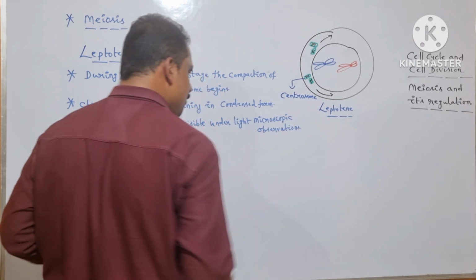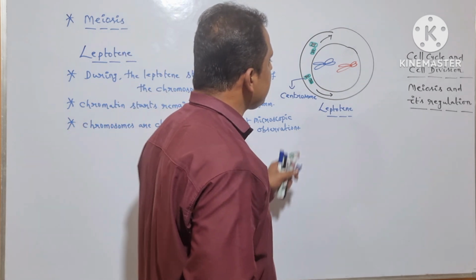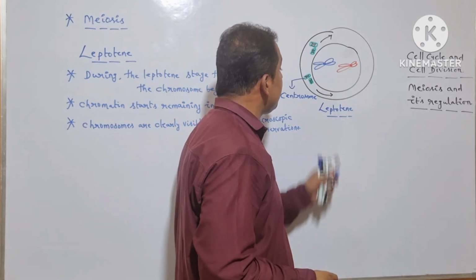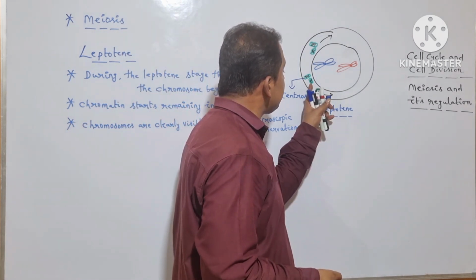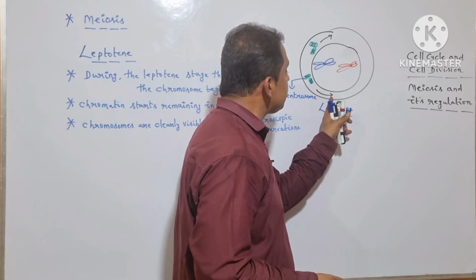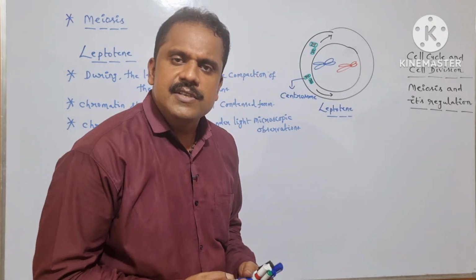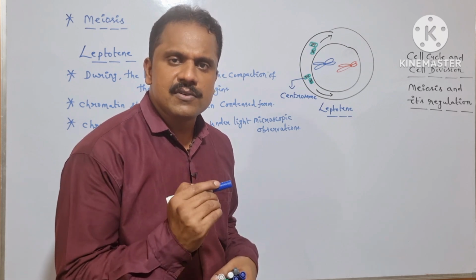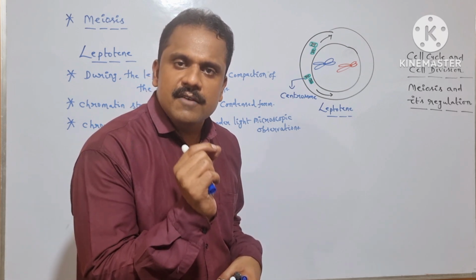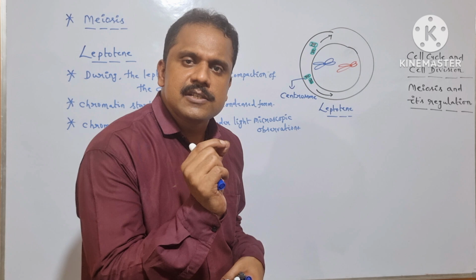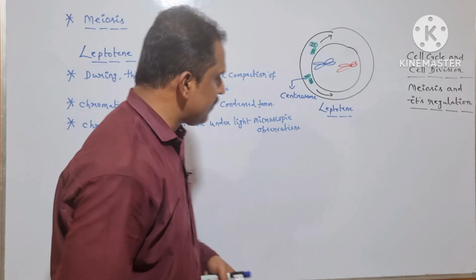And here during the leptotene stage, which is a part of prophase 1 of meiosis 1, the successful movement of the centrosome towards the opposite spindle pole takes place. Is it clear? During the leptotene stage, which is a part of prophase 1 of meiosis 1, successful movement of the centrosome towards the opposite spindle pole takes place.